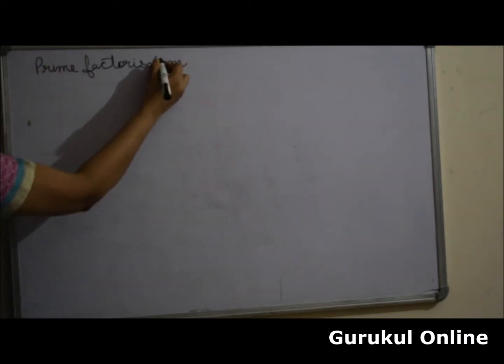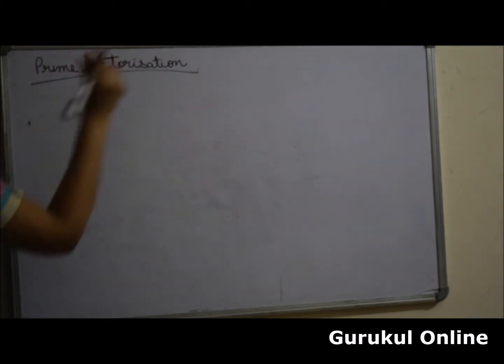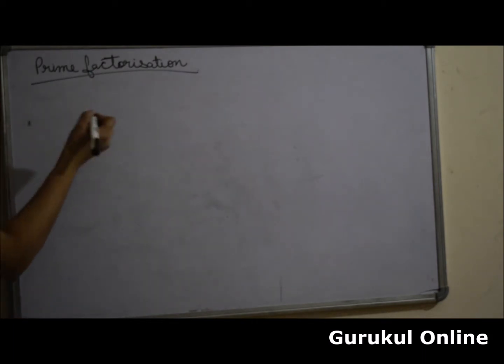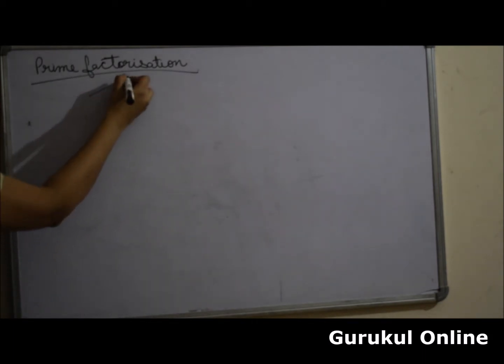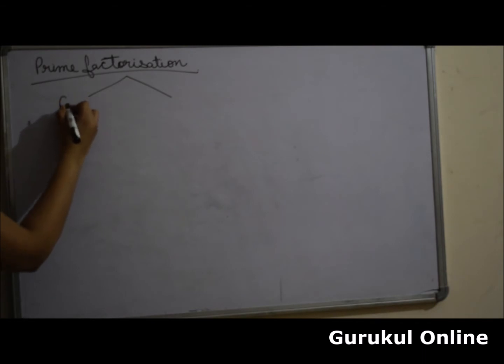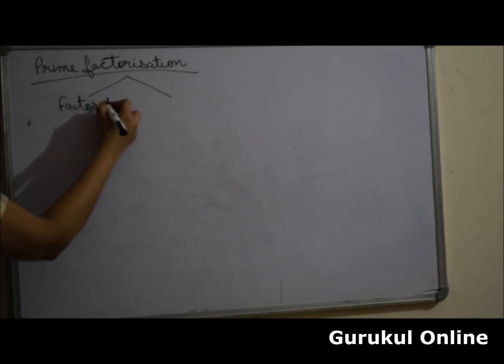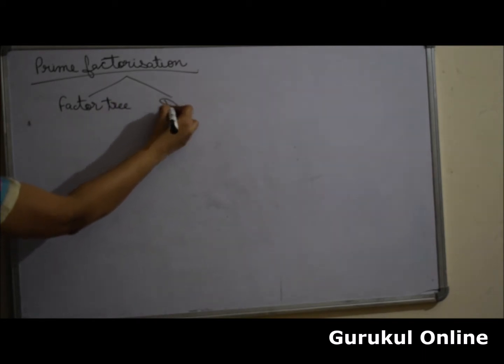We have learned about factorization, factors and multiples. Today we'll learn about prime factorization. This is one of the very important topics. So prime factorization, basically I'll teach you with two methods you can do it. One is with the factor tree method, and the other is with the division method.